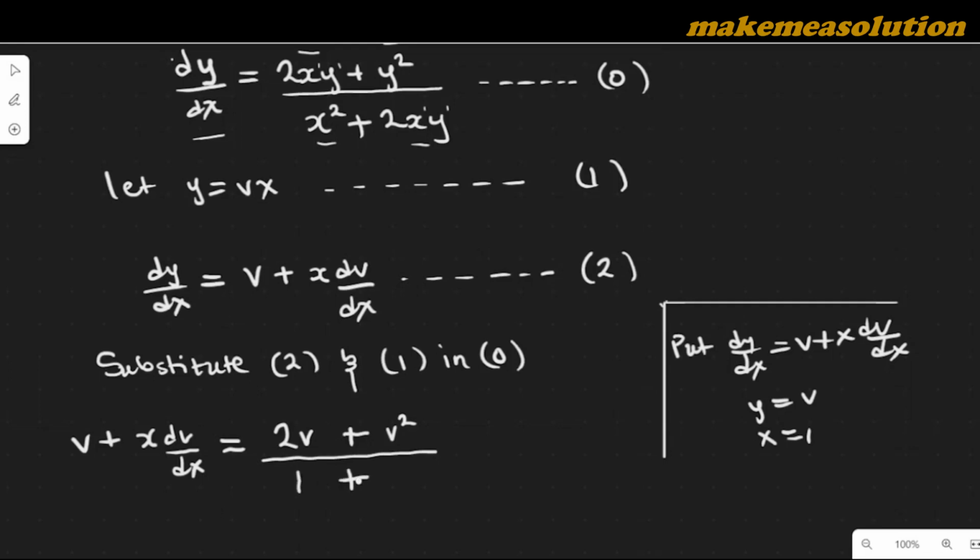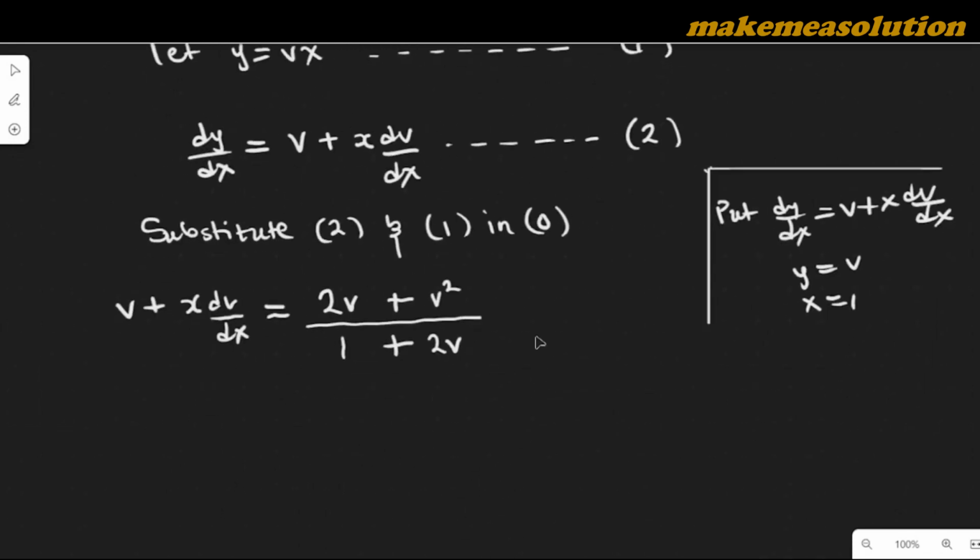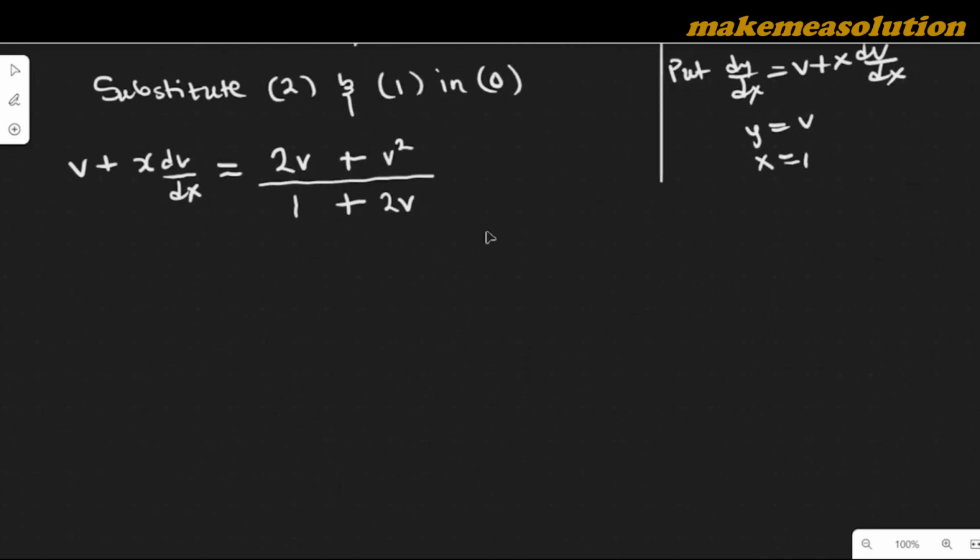And finally, any 2xy will be simply 2v, like this. So you can now go ahead in solving this problem, and let's see how we are going to go about it. As usual, x dv/dx is equal to 2v plus v squared over 1 plus 2v minus v, like this.